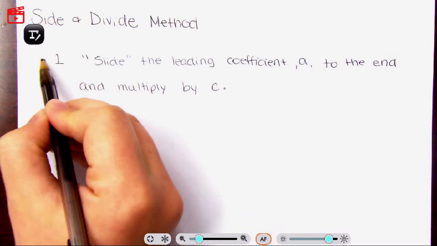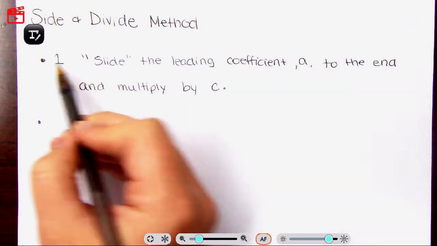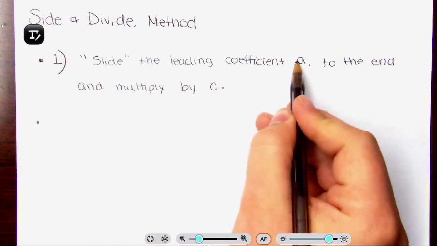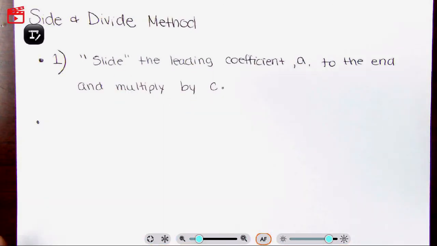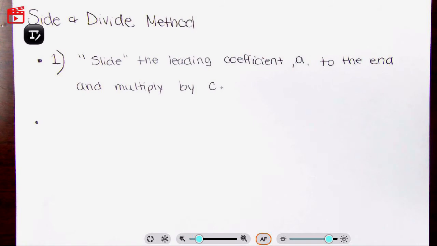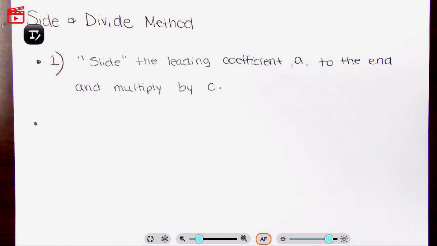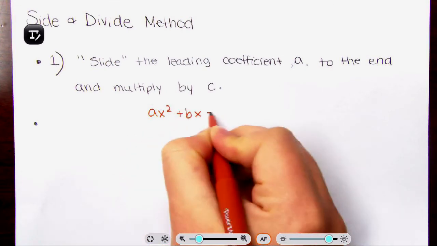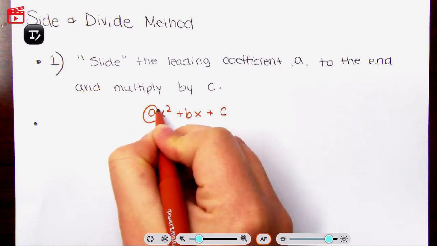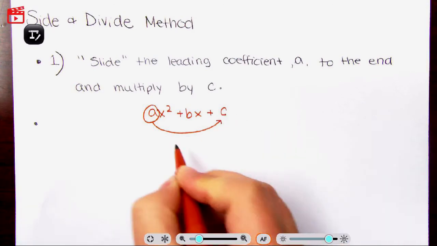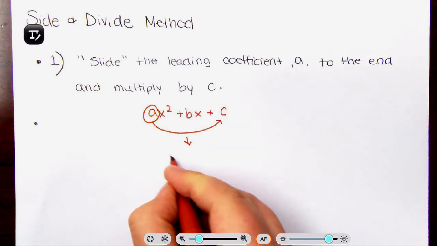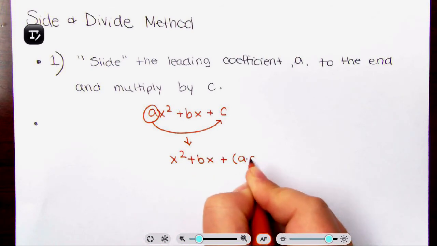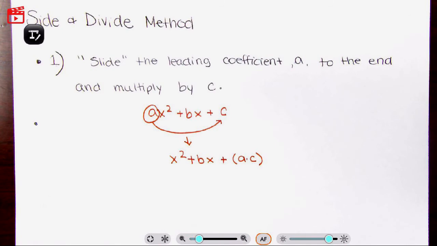Step number 1 is to slide the leading coefficient A to the end and multiply by C. So let's just use letters. We have ax squared plus bx plus c. You're going to take your A, slide it over, and multiply. So what you're going to have left over is an x squared plus bx plus whatever A times C is. That's step number 1.